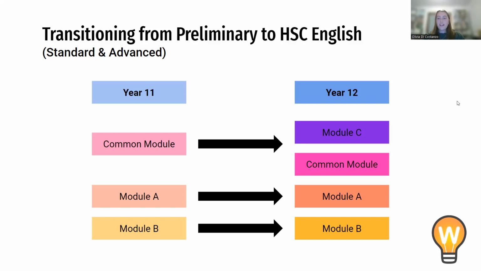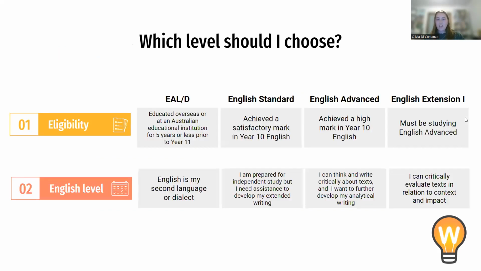So now to the question on every student's mind. Which level of English should I choose? So given that it's compulsory to take 2 units of English to complete the HSC, it's very important that you choose the level of English that is most appropriate for you.